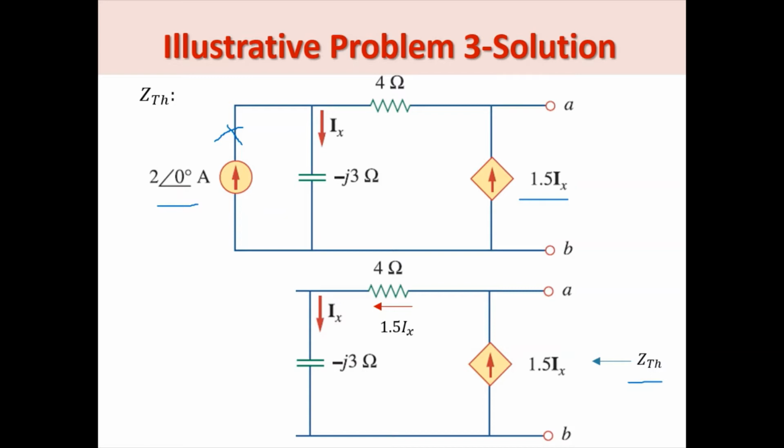We could apply any of the 3 cases in getting ZTH. For the first case, that would require us to simplify the impedances. For example, 4 ohms and minus j3 are in series, so we could add them together. However, because this is not a passive element but a dependent source, we could not combine it with a passive element, and therefore we could not use case 1 here.